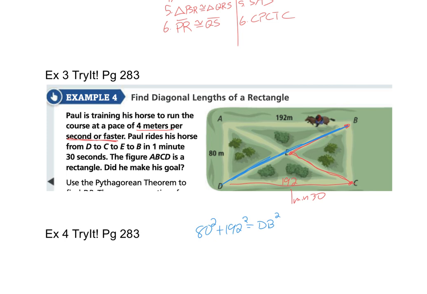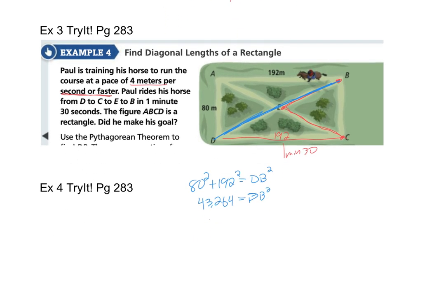And if we do that, we get 43,264 equals DB squared. So we square root both sides and we get 208. So now we have 192, that's this length here, 192 plus 208 is 400, and we're going to divide that by the number of seconds. 1 minute 30, so that's 90 seconds, which is approximately 4.4 meters per second. So that is faster than 4 meters per second. So he did make his goal.